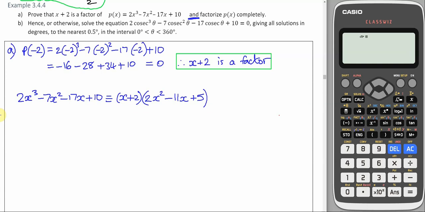It is possible that you've fluked it and got the right constant term but messed it up elsewhere. However, if we didn't get positive 10, we'd know we'd definitely done something wrong. Now there's no clue in the question as to how far this factorizes. It just says factorize it completely, and this might be it. This quadratic might not factorize. So in a question like this, don't always expect the quadratic to factorize. It might not. But in this case, we do get a quadratic that factorizes.